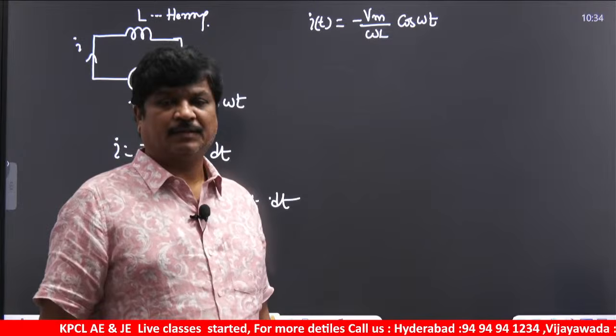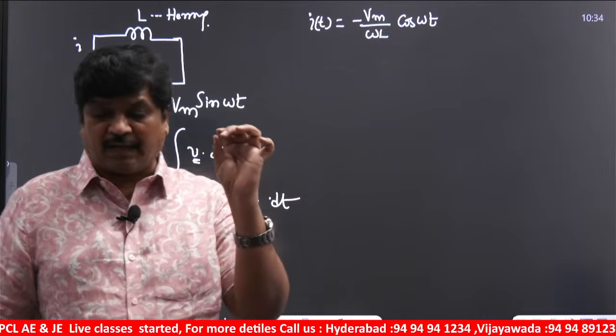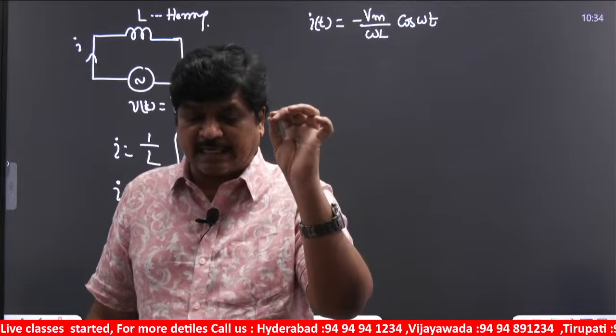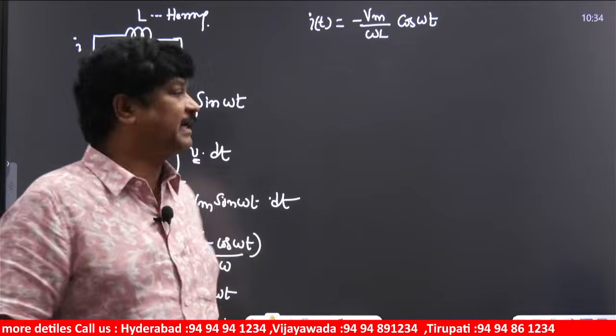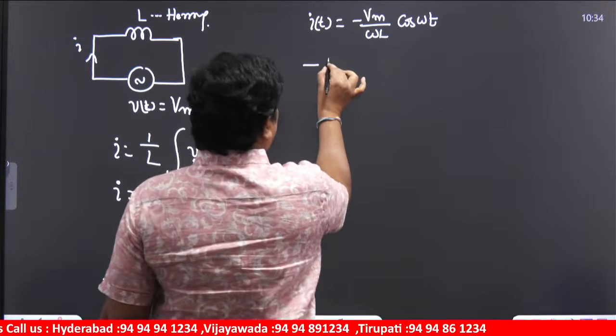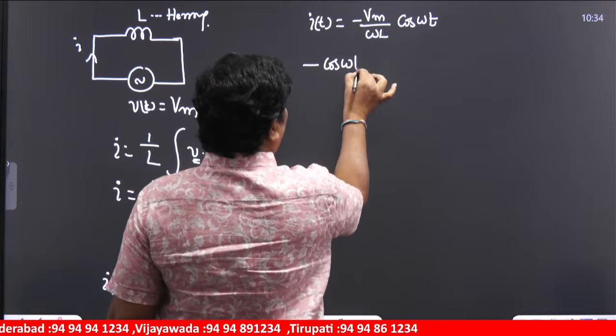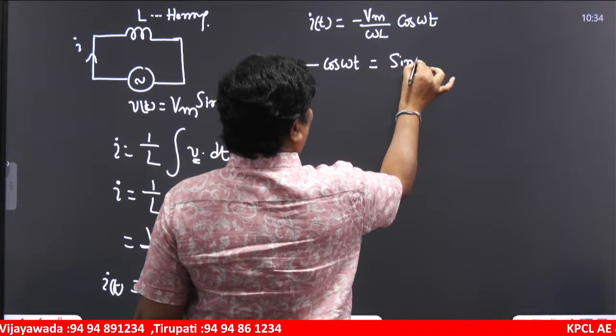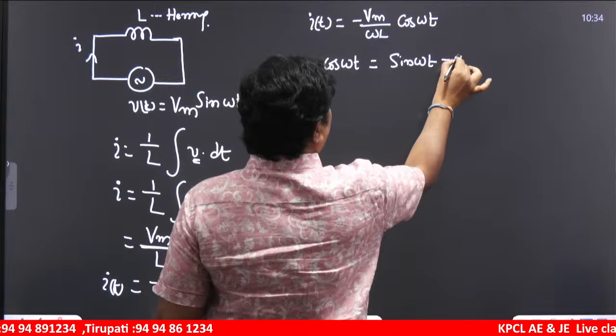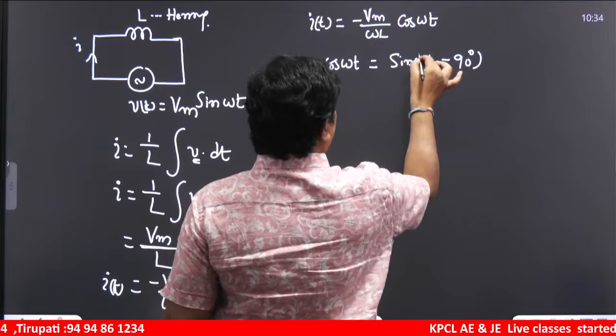But when you check your trigonometrical fundamentals, minus cos omega t can be written as sin of omega t minus 90 degrees.